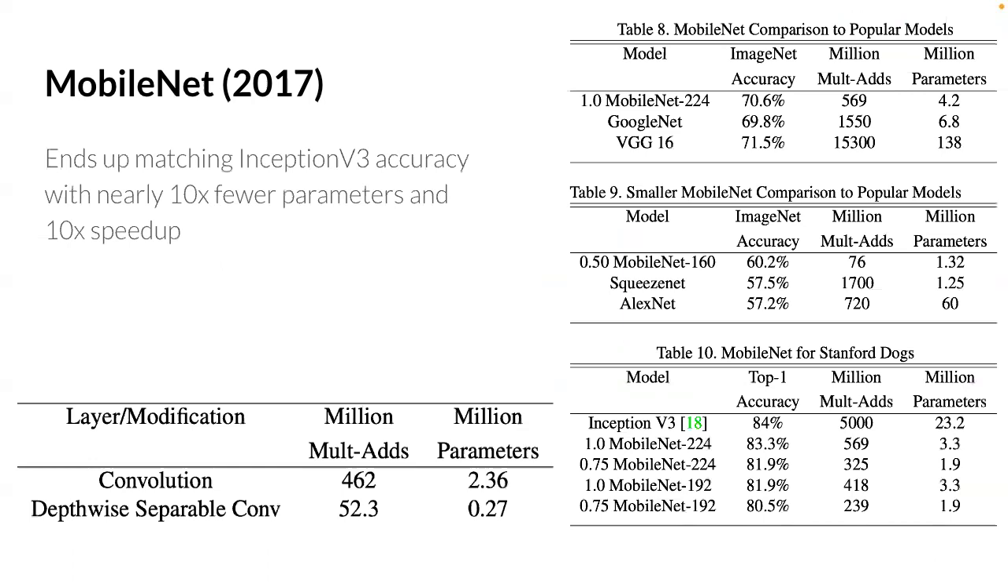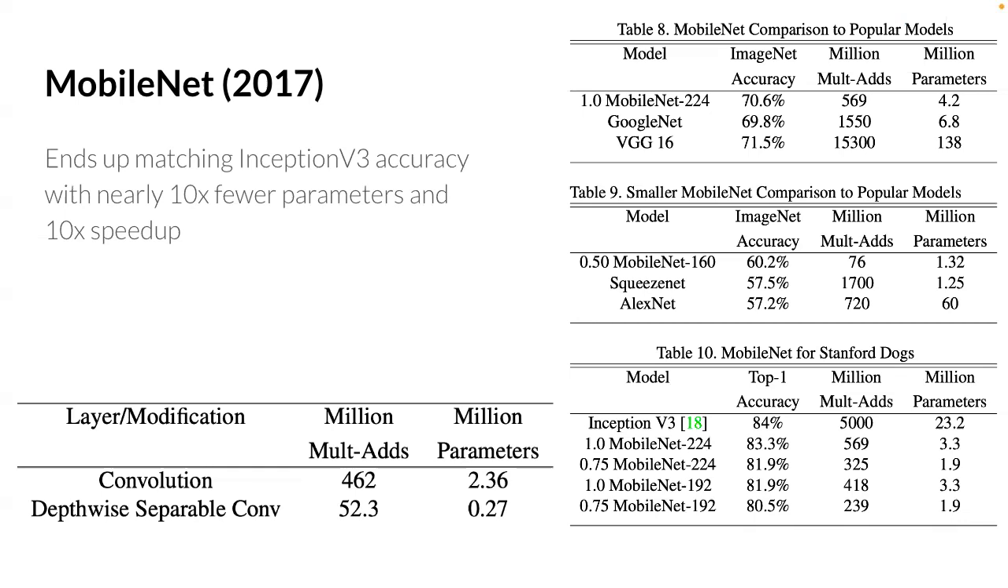And what ended up happening is it matched Inception V3 accuracy. It had nearly 10 times fewer parameters and a 10x speed up. And so this was a very impressive architecture that probably still runs on a lot of your phones. That's why it's called MobileNet. We're trying to reduce the network down to a size that can actually run on phones.